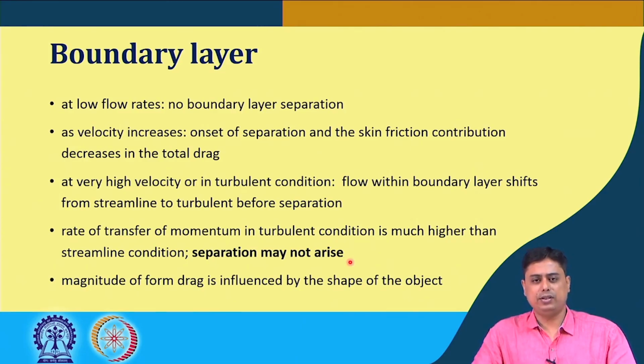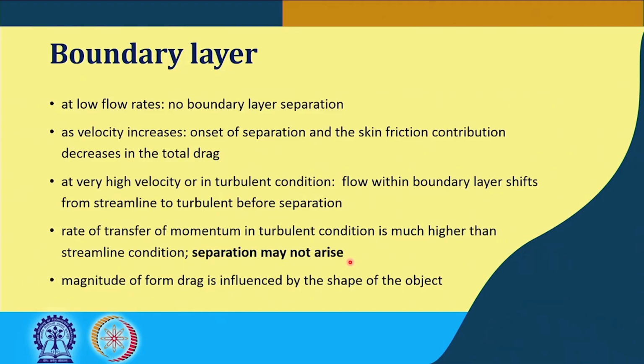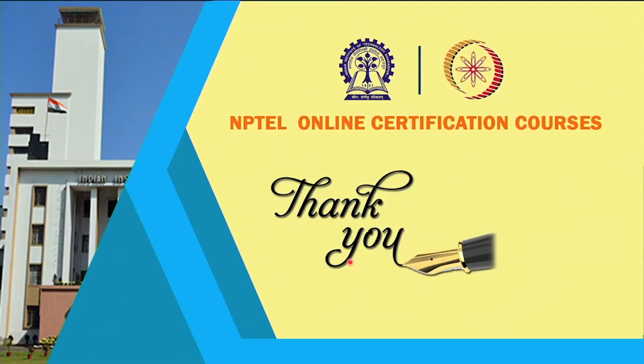So, the magnitude of form drag is basically influenced by the shape of the object, and that is our main consideration in this study, because we will be dealing with different types of material or particle, and the particle shapes will be different. So, we will see some examples of this concept, boundary layer and the drag, in the forthcoming classes. Till then, I would like you to go through this theory, and thank you for your attention.